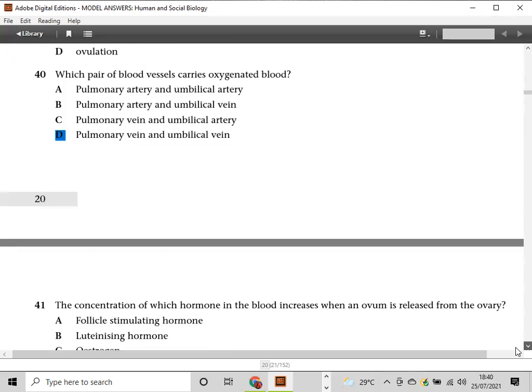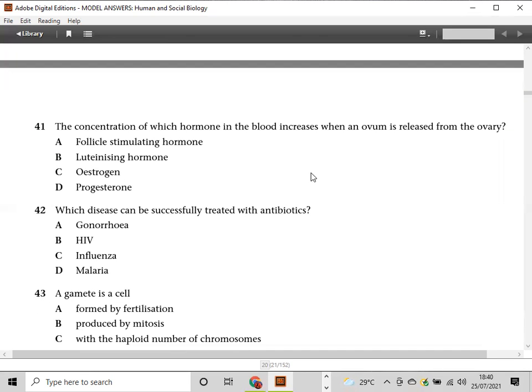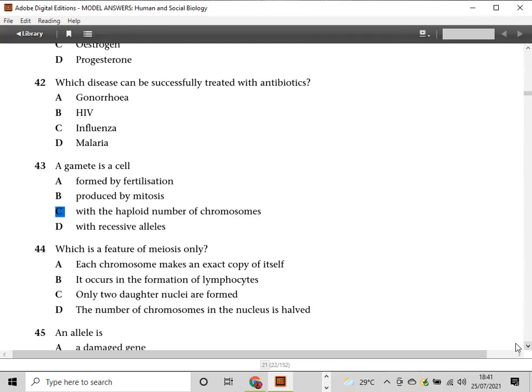On to 41. Concentration of which hormone in the blood increases when an ovum is released from the ovary? That would be C, estrogen. Which disease can be successfully treated with antibiotics? And that is A, gonorrhea. A gamete is a cell, and that is C, produced with a haploid number of chromosomes. 44, which is a feature of meiosis only? We see that was B, the number of chromosomes in the nucleus is halved. On to 45.